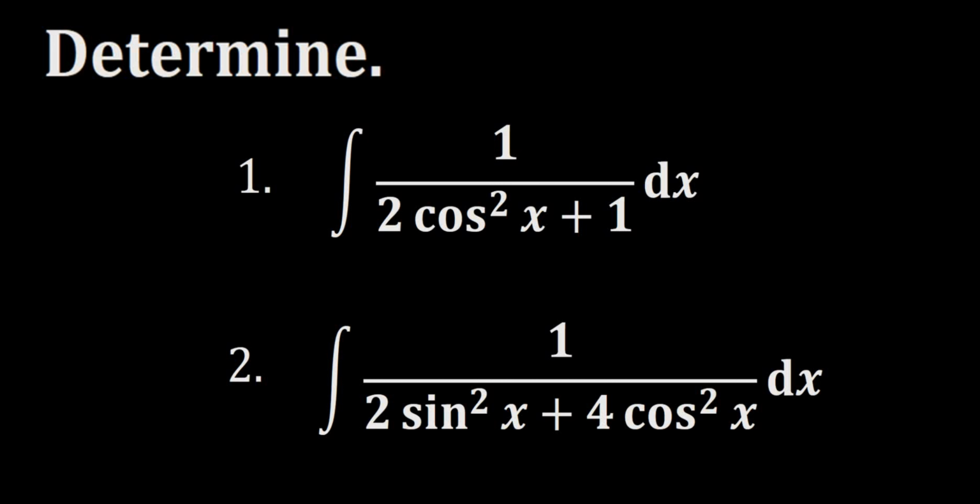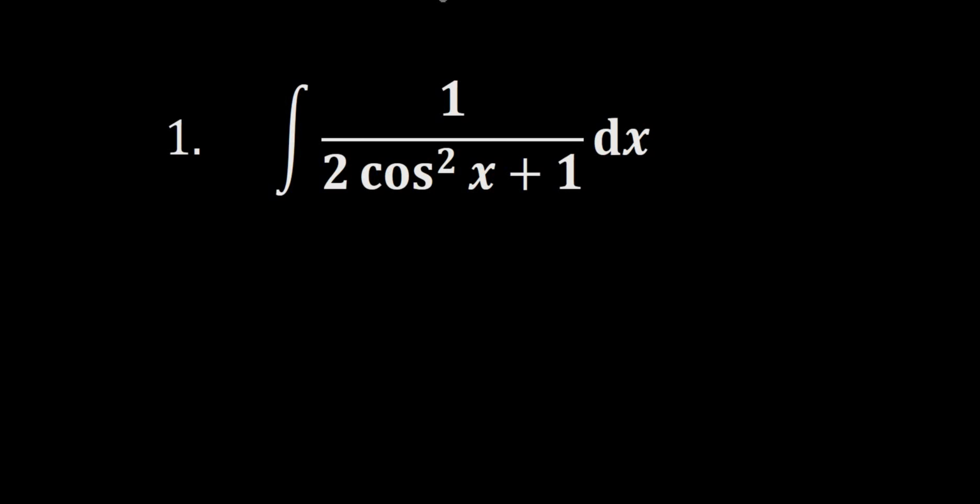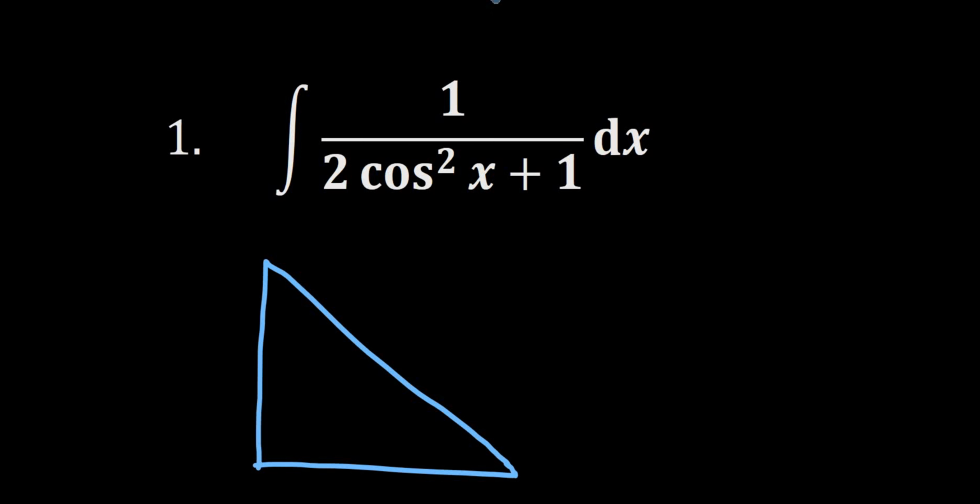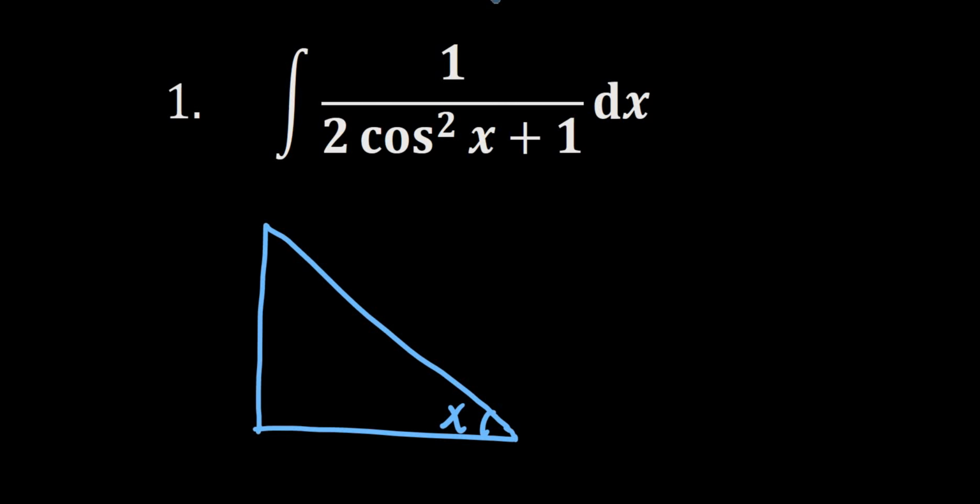Alright, let's get started. Question 1. To solve this problem, let's just draw a triangle. Let the angle be X, and here is 1. This is T.